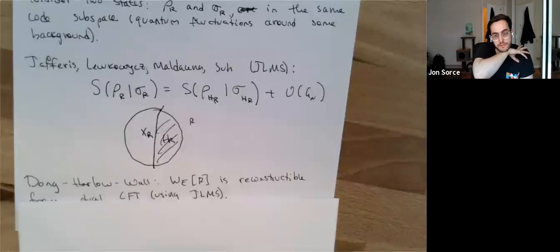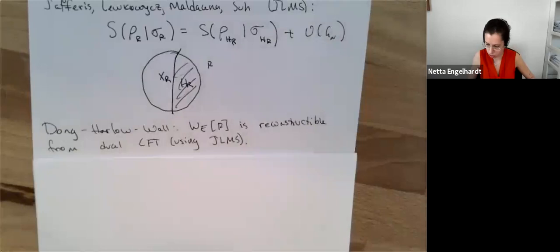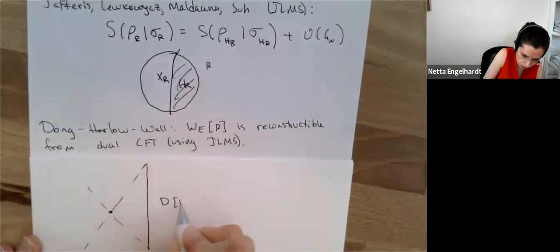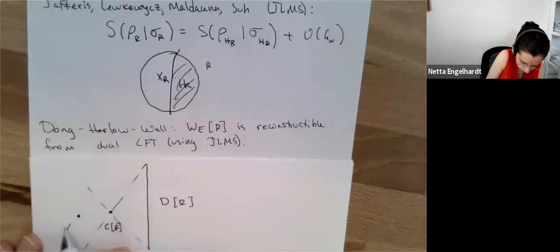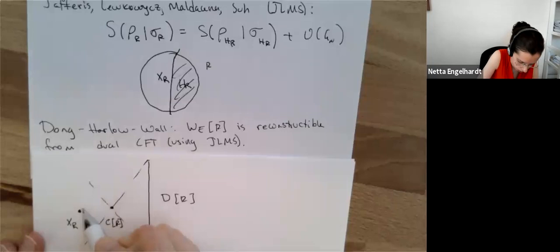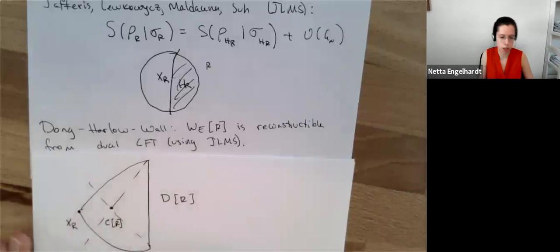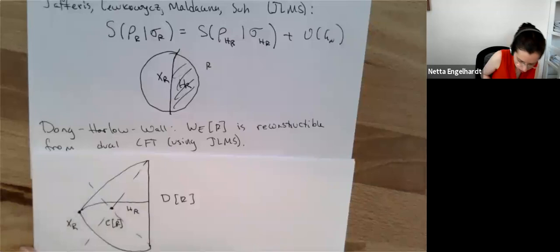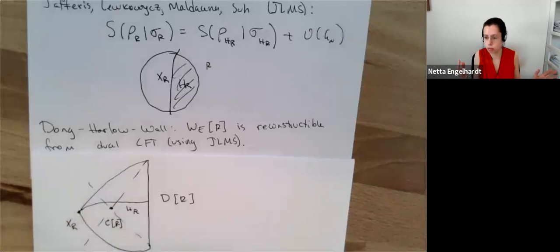Okay, so let me pull this up a little. Suppose, let me draw a Lorentzian picture here. So this is D of R. This is C of R, the causal surface. And we have some X_R over here. And we say, suppose that the entanglement wedge looks something like this. And suppose that we know we can reconstruct the causal wedge. And when I say reconstruct here, I mean reconstruct the bulk quantum fields propagating on it. And so suppose we can't actually reconstruct the entirety of the entanglement wedge. Then if this is our H_R, there could be some subsets of H_R that we just can't reconstruct from the dual CFT.